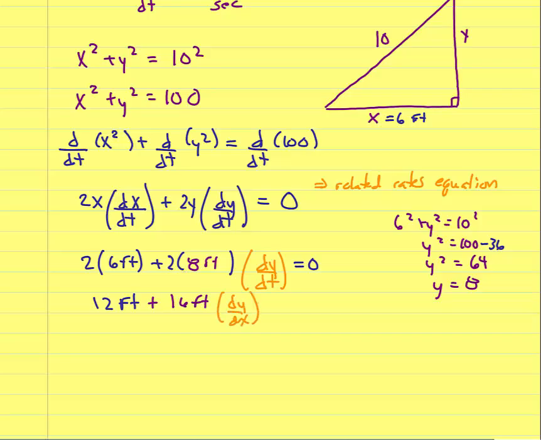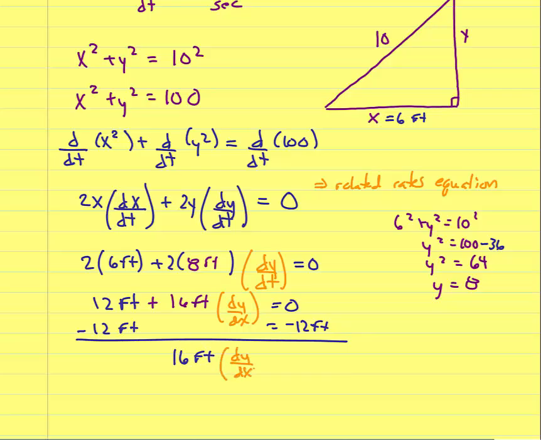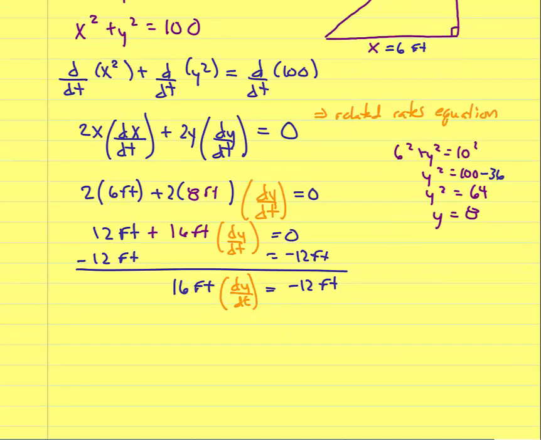And this is equal to 0. So to get going, we would go ahead and subtract 12 feet from both sides. So we'd have 16 feet dy/dx, and again dy/dx is the rate that the ladder is sliding down the wall. I'm sorry, this is dy/dt, just copied it down wrong. And this equals negative 12 feet. Now to finish solving for dy/dt, I would go ahead and divide through.